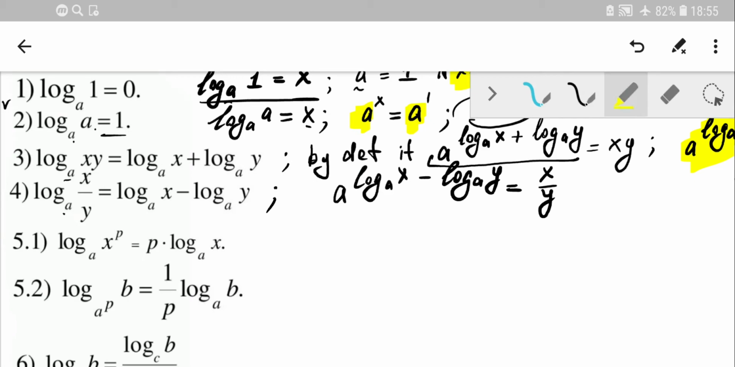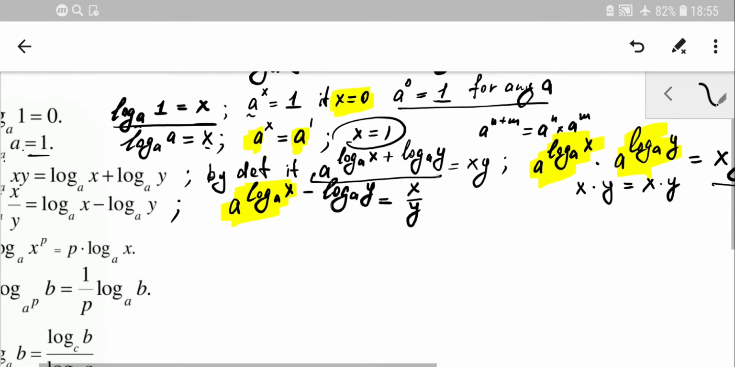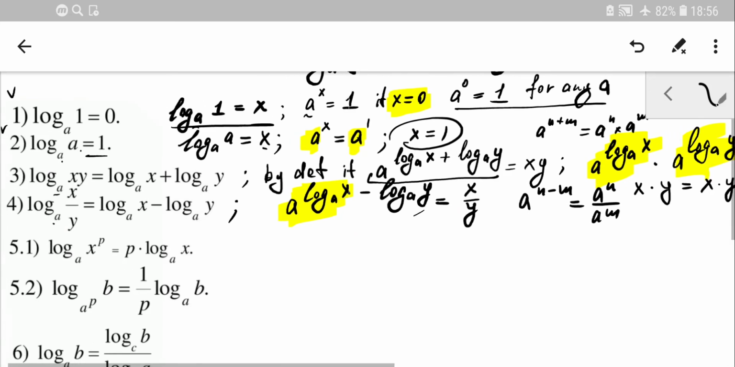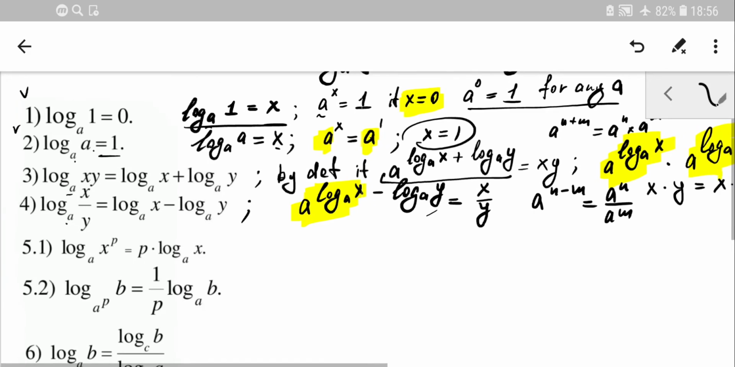But look, one more time, a to the power log ax is going to be just simply x, right? And a to the log ay is going to be y. But because of subtraction, we use again the power property of the difference. That means it's going to be a^n over a^m, and we'll get the same on the left hand side, we'll get x over y. So that's the same logic as for 3. Okay, so we've done 3 and 4.